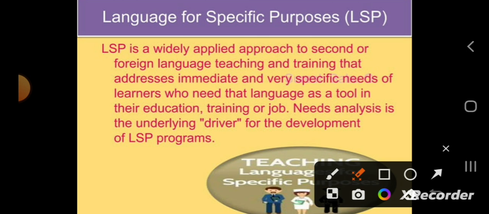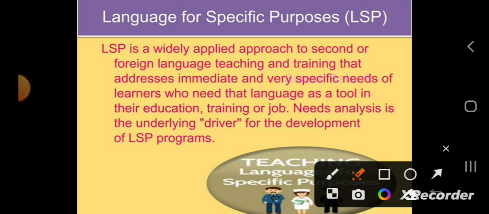It aims to meet the specific needs of learners who require the language for particular functions or tasks related to their field. The development of LSP programs is driven by a needs analysis, which involves identifying the precise language requirements of the learners. This process includes assessing the current language proficiency, understanding the language demands of the specific context, and determining the skills and knowledge they need to function effectively.